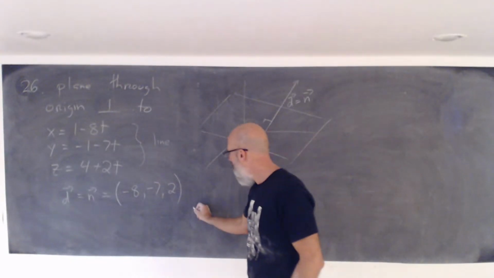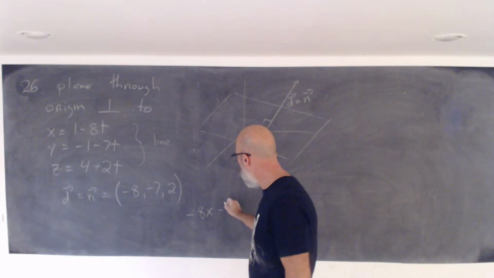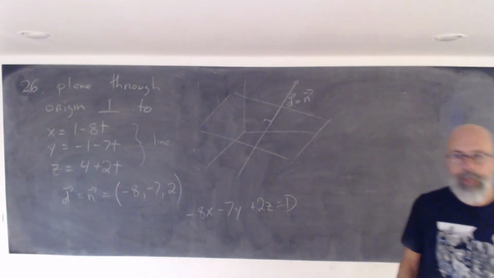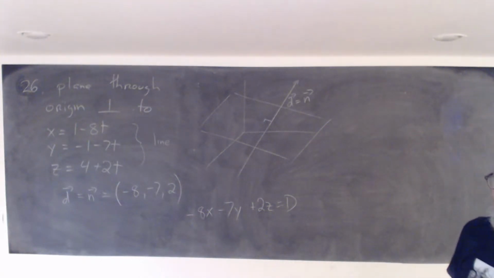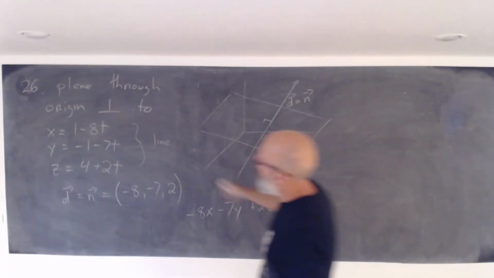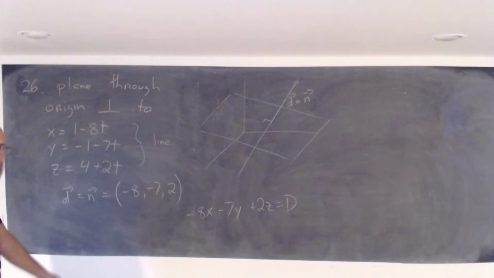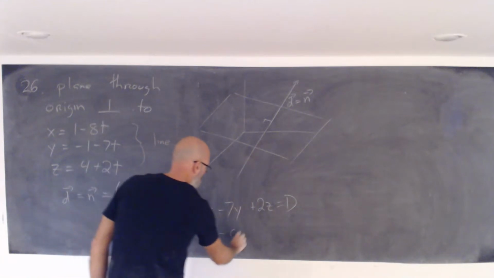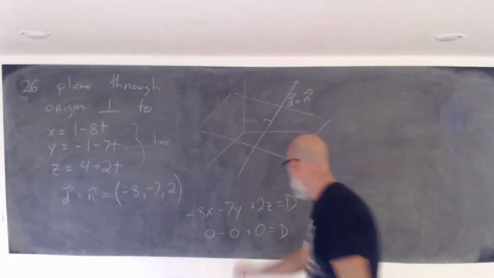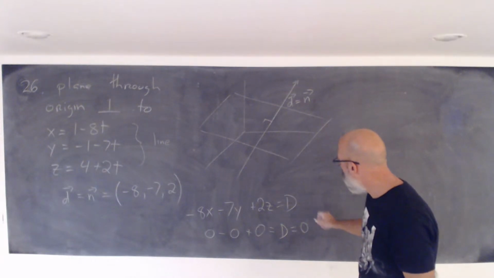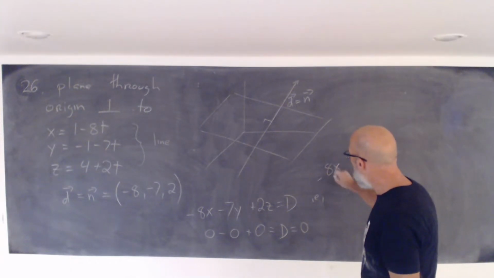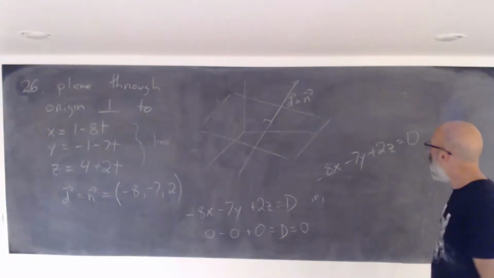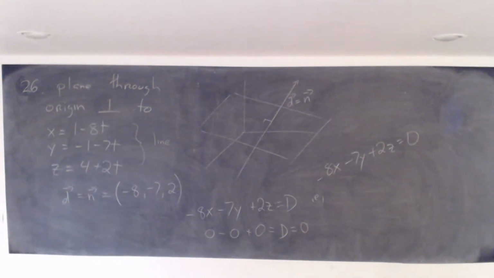So your plane has equation minus 8x minus 7y plus 2z equal to d, whatever d is, and you're going to find d by plugging in a point. Now, the question tells you the plane goes through the origin. So it goes through the point 0, 0, 0. So d has to be 0. In other words, minus 8x minus 7y plus 2z equal to 0 is the equation of the plane.